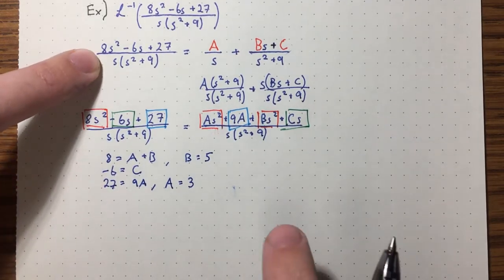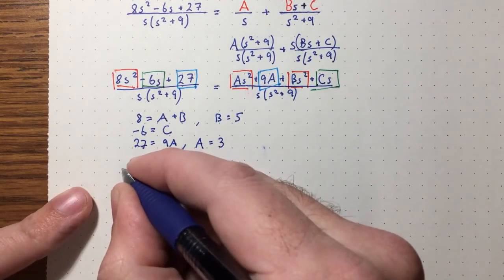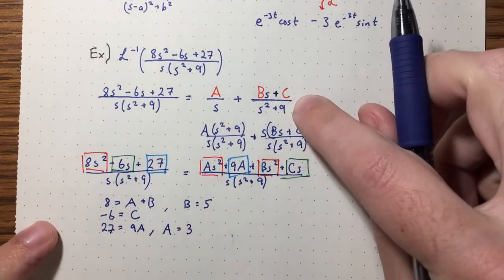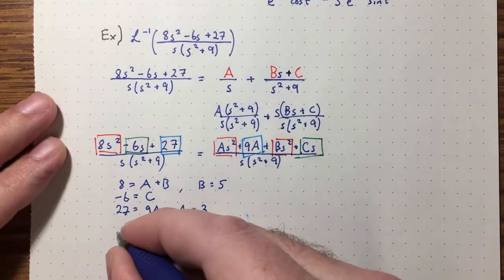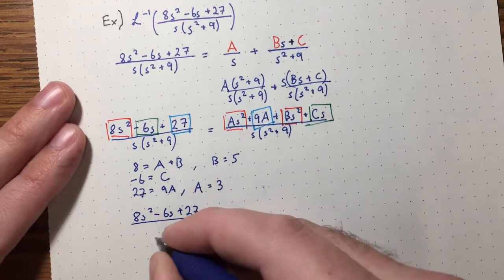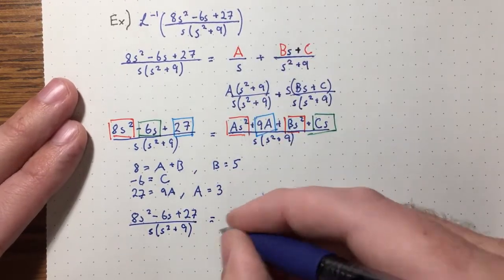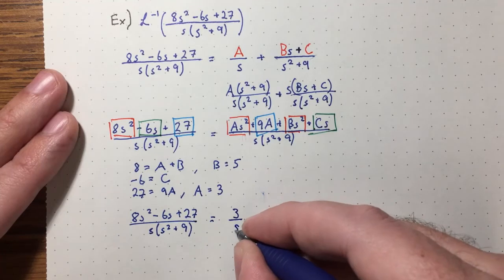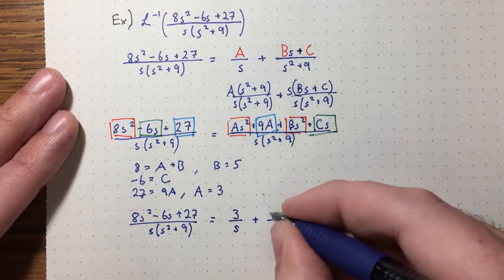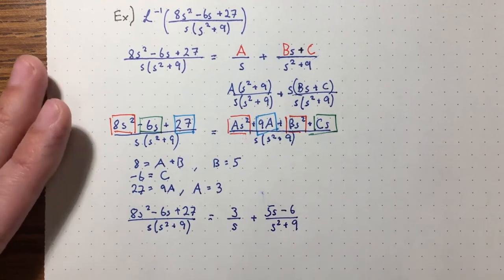It means that I can actually write this function as this, right? So I write it down one more time. Over this. This is actually equal to a over s, so 3 over s, plus bs plus c over s squared plus 9. 5s minus 6 over s squared plus 9. Okay.